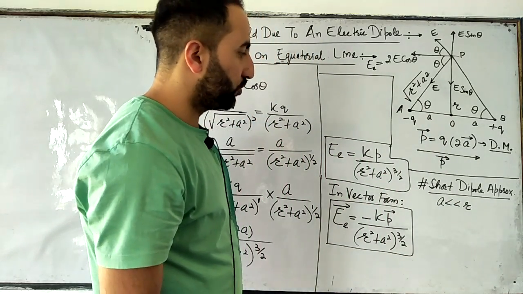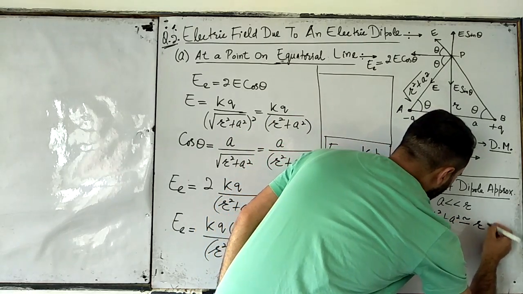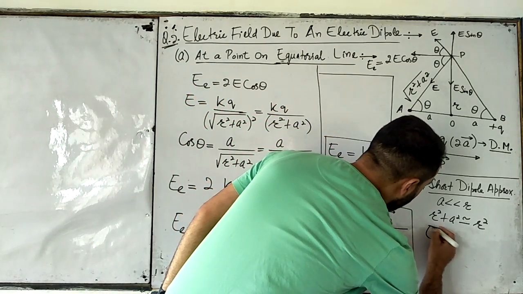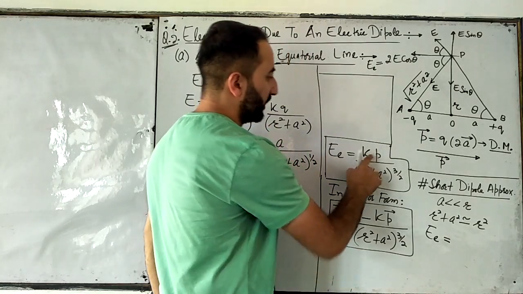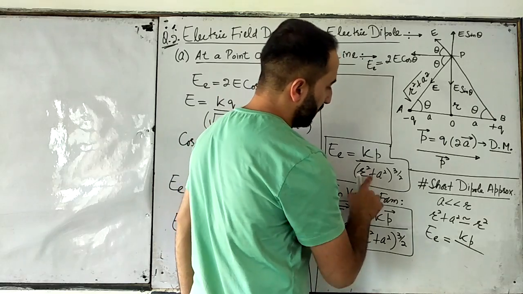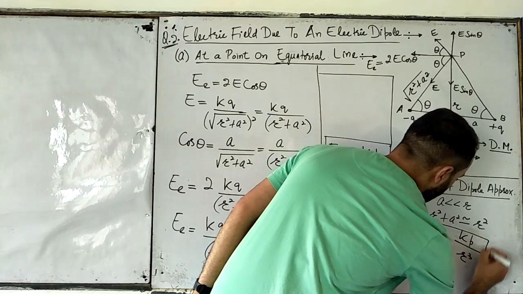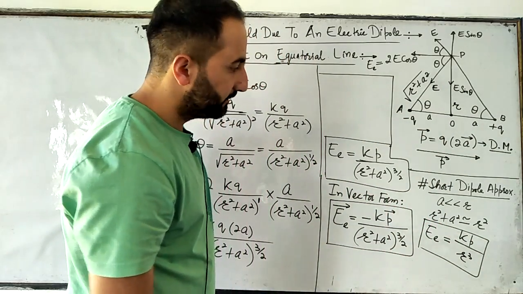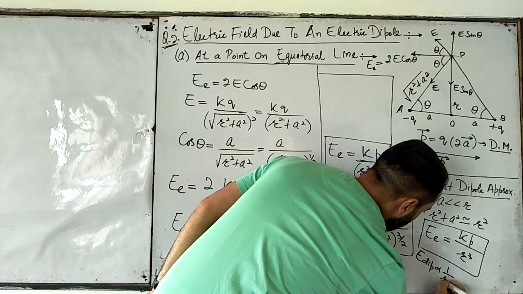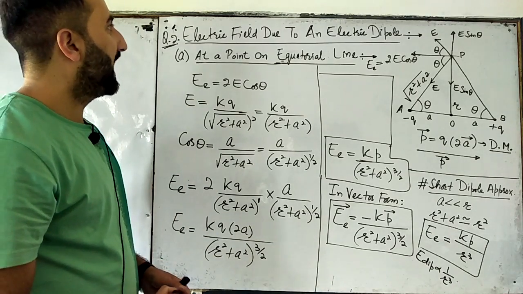When a is very small compared to r, obviously what you can write is r square plus a square is approximately equal to r square. So the electrostatic field on the equatorial line is equal to Kp divided by, in the denominator, what will come? It will be r square to the power 3 by 2, the 2 and 2 will cancel, so r cube. So this is the electrostatic field of the short dipole on the equatorial line. And you see that the electrostatic field of the dipole is proportional to 1 by r cube. Okay, so this is all we have in this.